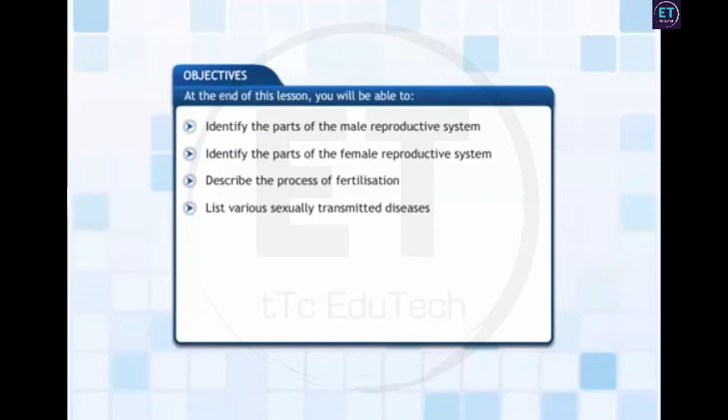At the end of this lesson, you will be able to identify the parts of the male reproductive system, identify the parts of the female reproductive system, describe the process of fertilization, and list various sexually transmitted diseases.